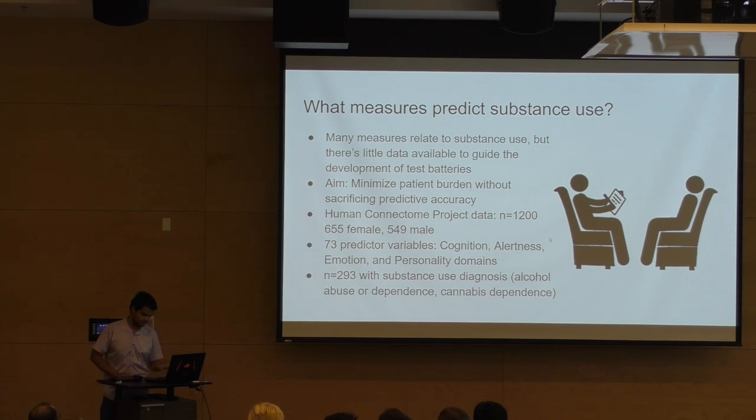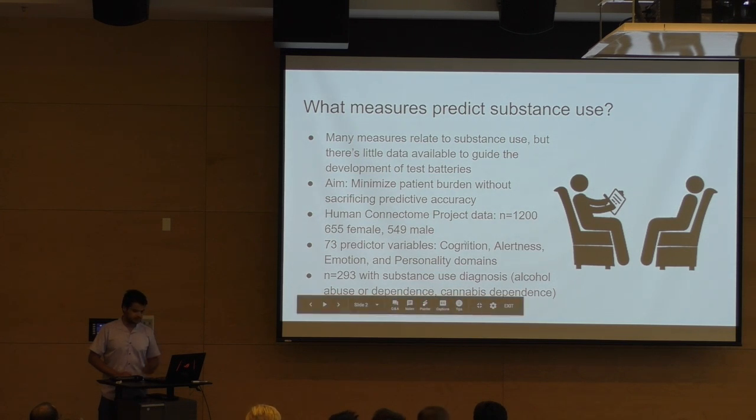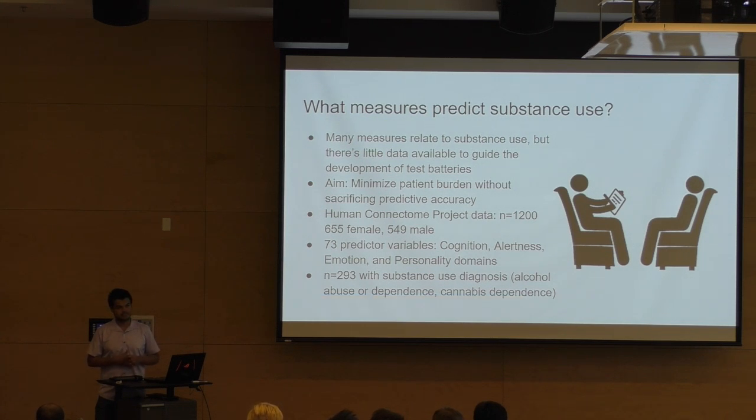So I used the Human Connectome project data that had about 1,200 people, and we focused only on behavioral measures, and specifically measures that could be taken not only in the office, but also potentially online, so that you could automate those measures and make the whole process easier. So we had 293 people who, according to the DSM criteria, had a substance use disorder.